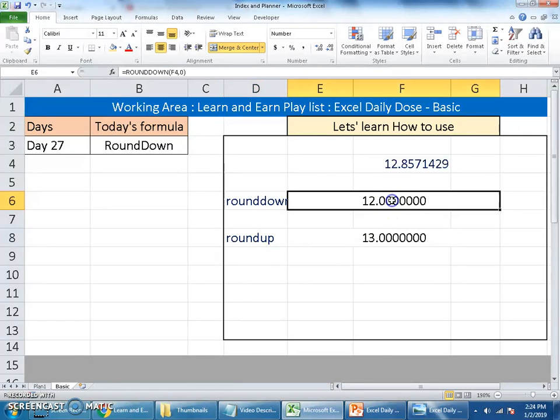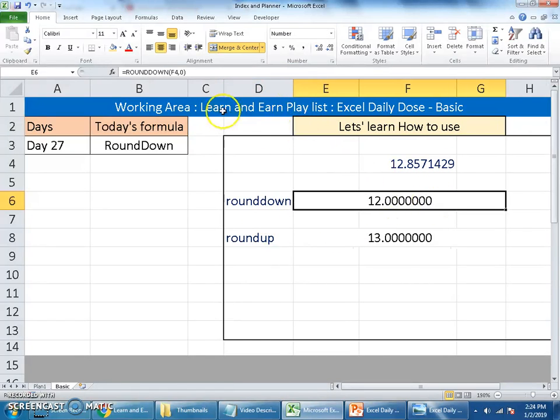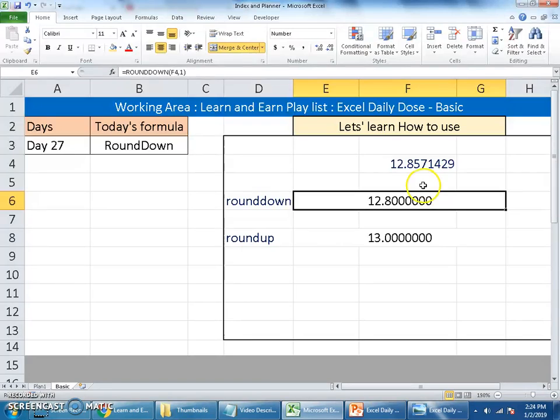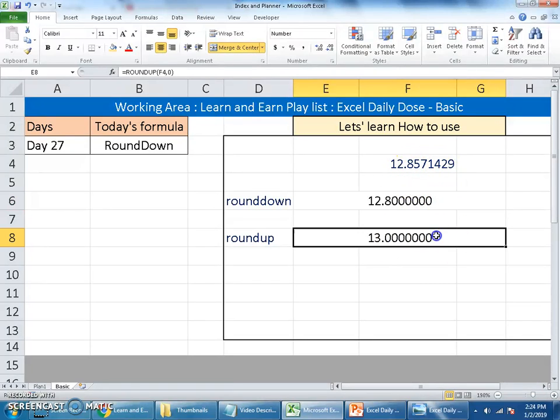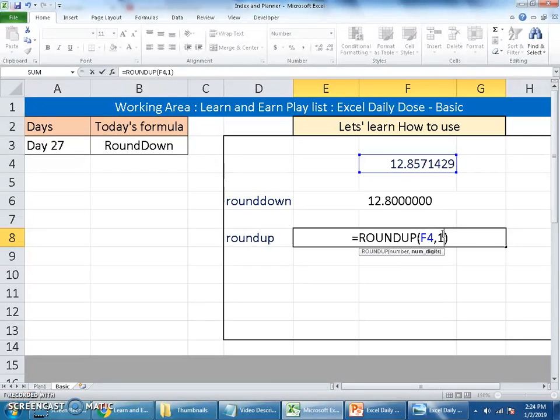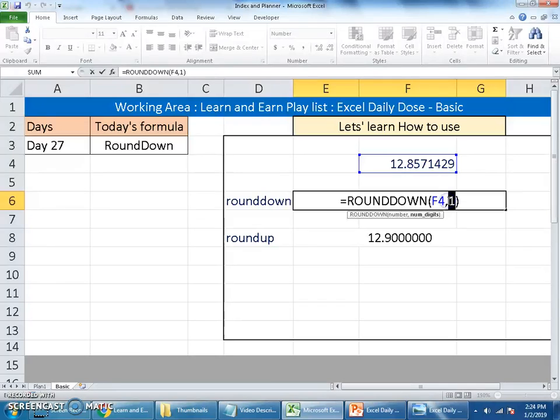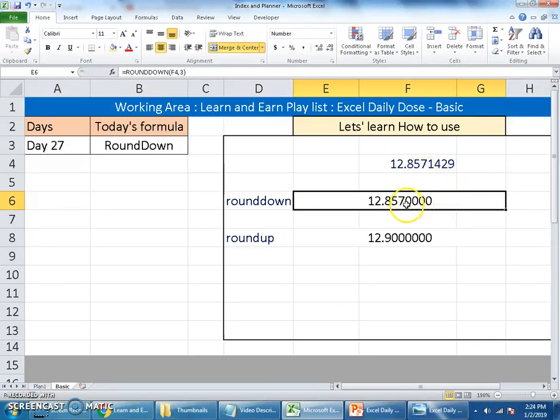If I say I need one decimal character, which is round down, now if you notice, it is 12.85, so it falls back to 8. It does not move on to 9. With round up, it moves up to 9, right? Let me change it to the third character, and look at it, it just falls back to the same number.